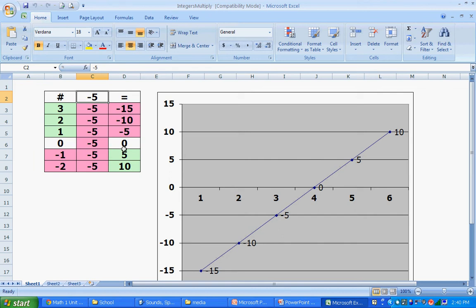and 0 times negative 5 is 0. So what happens when this multiplication goes into negatives? Well, this line just can't take a different direction. It's got to continue in its same path. So that means a negative 1 times a negative 5 is going to end up being positive. And the same thing, if you keep going, negative 2 times negative 5 is a positive 10. And if we were to keep going, negative 3 times negative 5 would be positive 15. So here's one way to look at it.